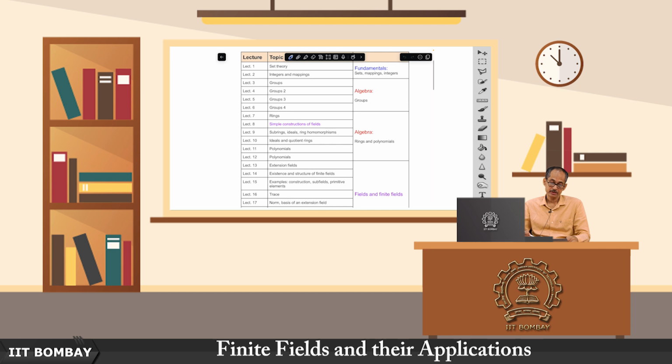However, one topic in rings and polynomials you can see is highlighted, simple constructions of fields. This can be considered as part of the last module as well. Other than that, if you know some of the topics already, it is okay to skip those corresponding lectures and go to the subsequent lectures. Now, I will show you the detailed lecture wise content for each lecture, so that you know which lectures you already know and which ones you do not.